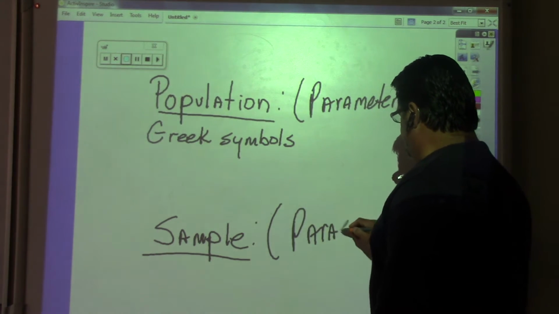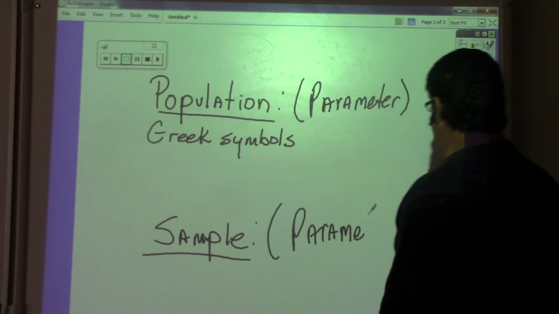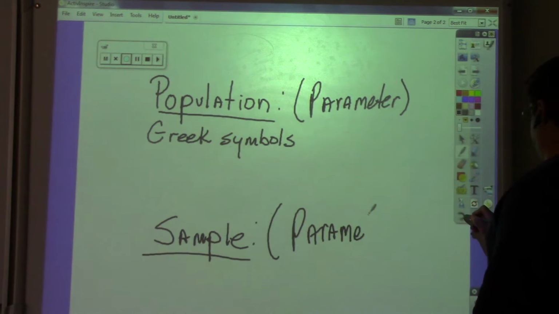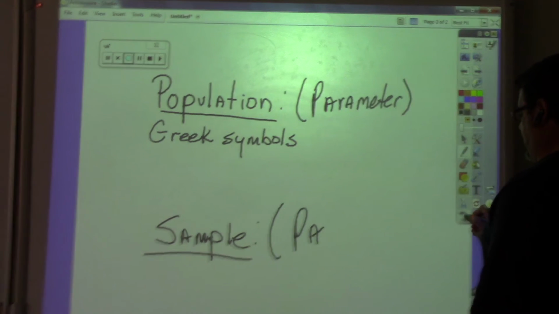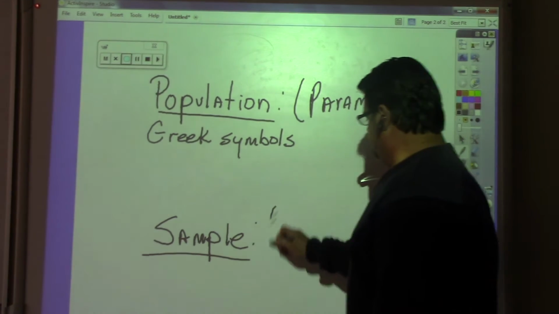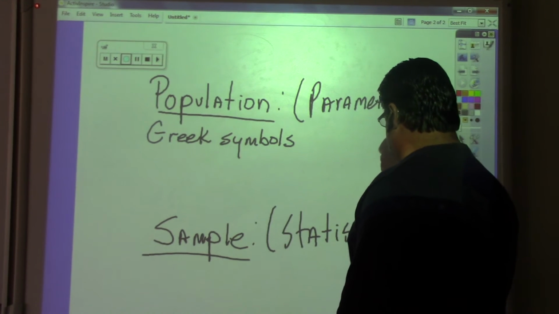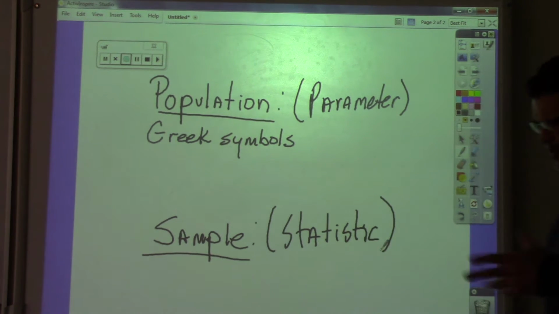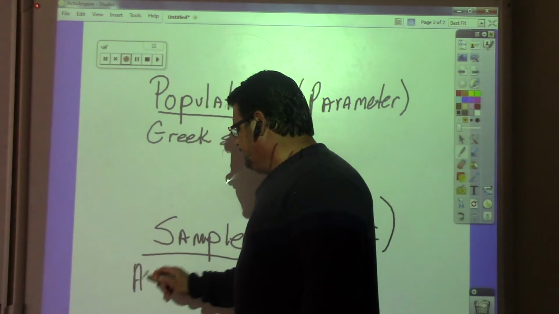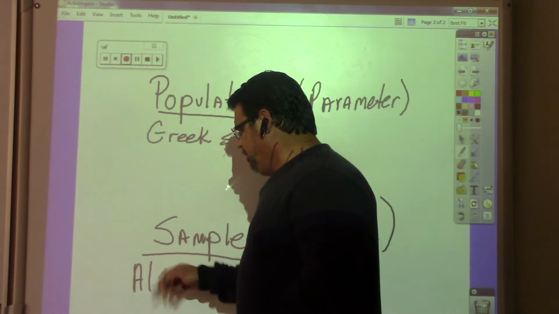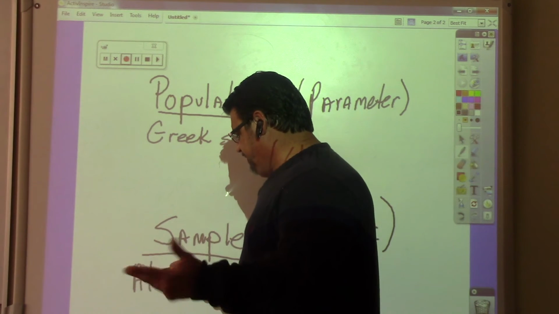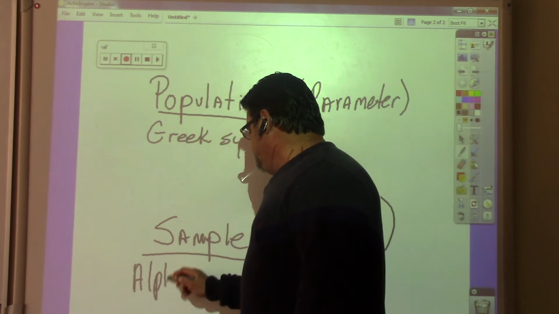The parameter for, not parameter, it's statistic, not parameter. Now, statistic is a double meaning. I'm not saying statistics, plural. I'm saying singular, statistic, meaning that it is going to be a member of the alphabet, a variable.